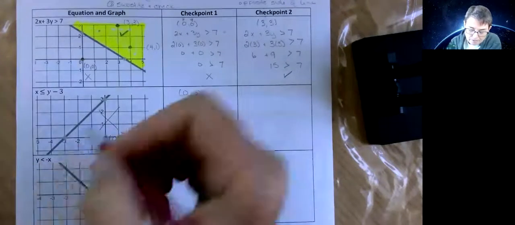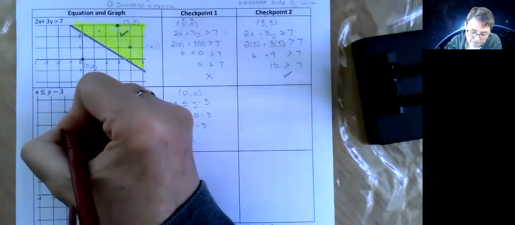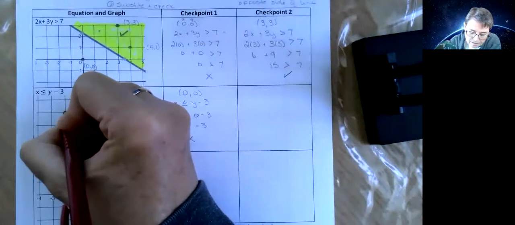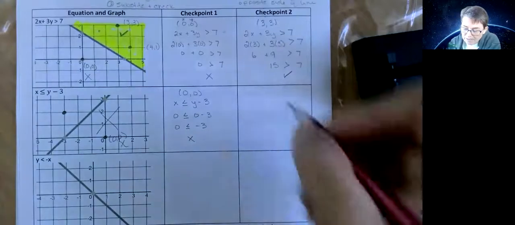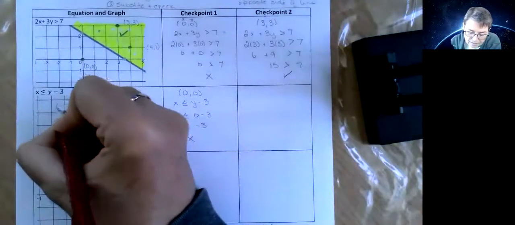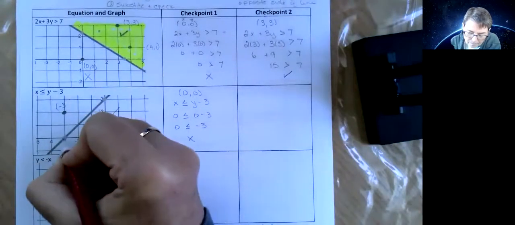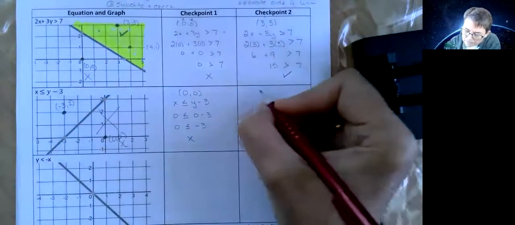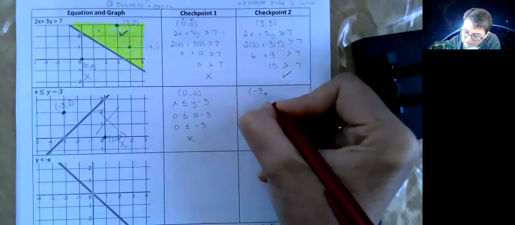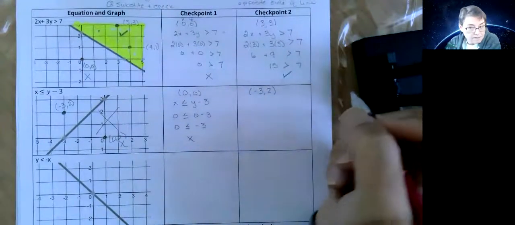So now I need to pick a point over here somewhere. I don't know. It's going to end up being a negative, so I got to pay attention. So this is coordinates minus 3 and 2. So minus 3 and 2. This should work.